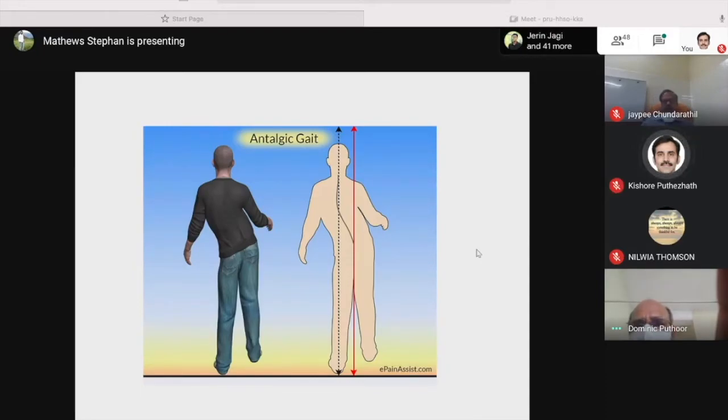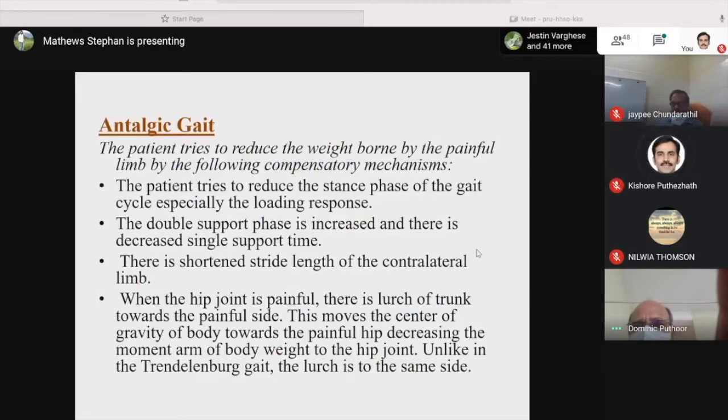So you have to look for two things. The patient is quickly taking the foot from the ground on the disease side, and simultaneously the swing on the opposite side is increased when compared to the same side.